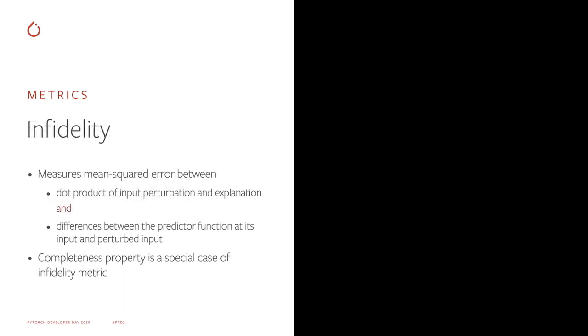The second evaluation metric is called infidelity. Infidelity measures mean squared error between dot product of input perturbations and explanations and the difference between the predictor function at its input and perturbed input. This metric is the generalization of the completeness axiom that we already know for a number of attribution algorithms such as integrated gradients and DeepLift.